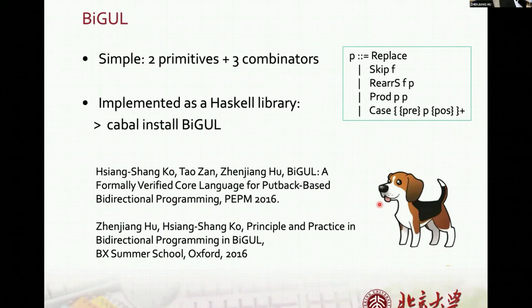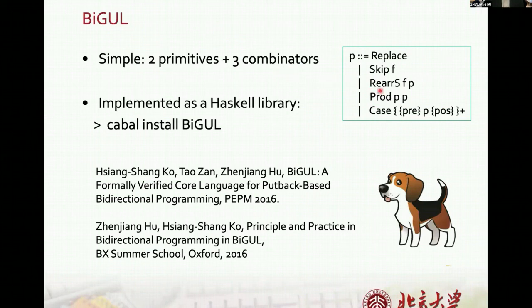So Beagle is actually very, very simple. It is implemented as a Haskell library, so I think you can install that. And as I just mentioned, the summer school has all the materials about Beagle there. The language is so simple that, as I wrote here, it consists of only two primitives: replace and skip for writing put behavior. It's so simple. And then you have three combinators, that means combining smaller putback transformations to form a bigger one.